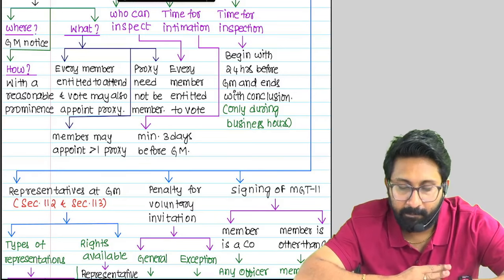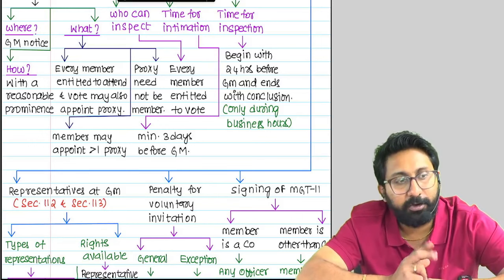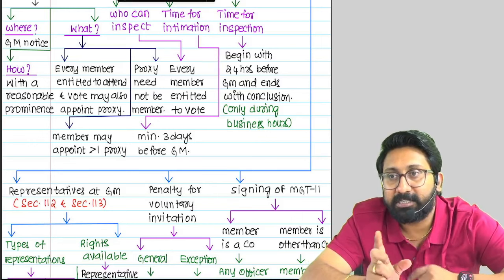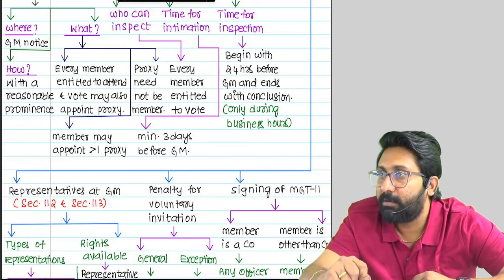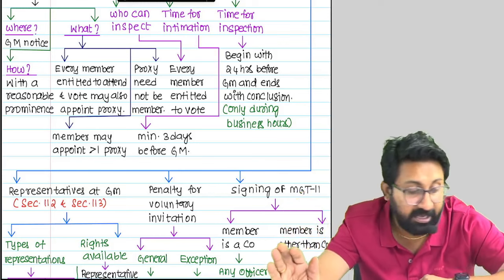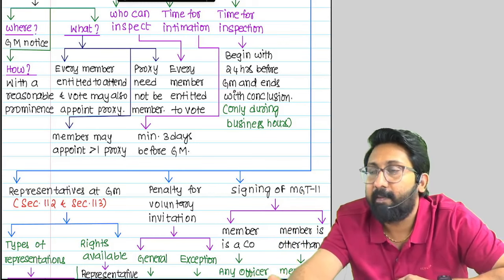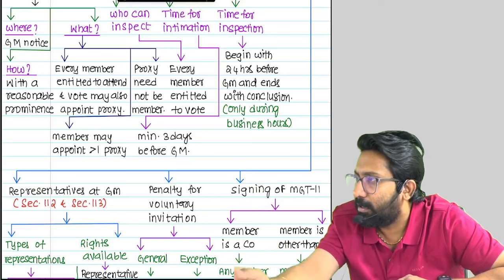Okay, tell me now, who can inspect? Every member. How many days before you need to intimate? You can start inspection how many hours before? You can conduct inspection even after the meeting. That means with the conclusion of the meeting, you can stop your inspection. Correct? Answer? Yeah. Doubt may come.